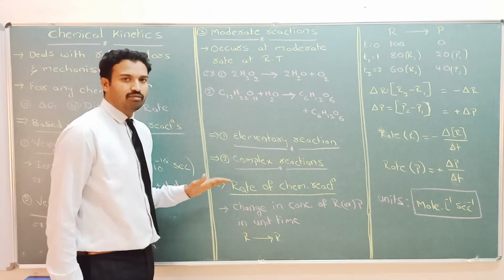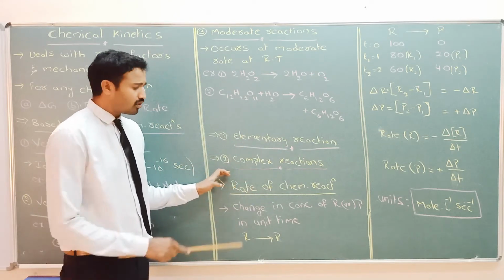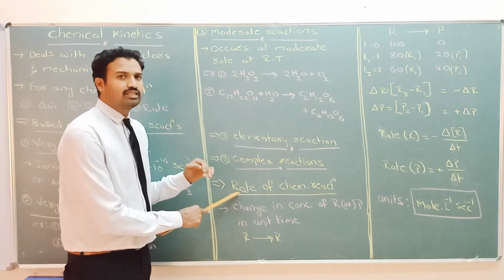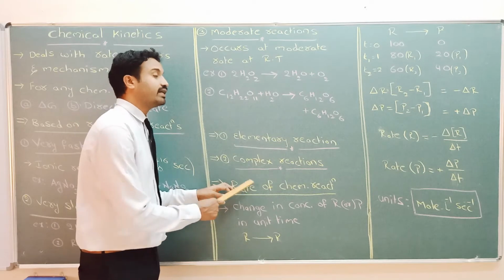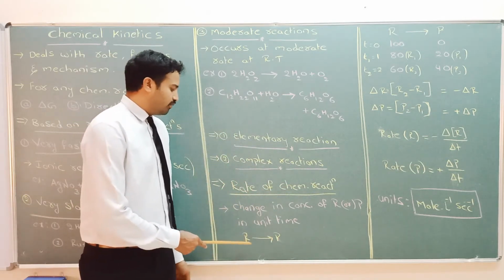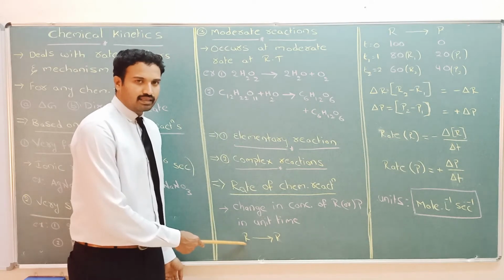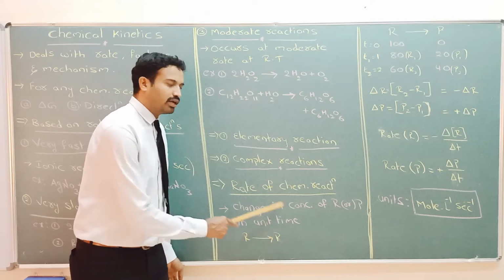Next important topic is the rate of a chemical reaction. Rate of a reaction means speed of a reaction. How to calculate the speed of a reaction? What is the rate of reaction? Here, see, R is the reactant and C is the product. Reactants are converted into product.